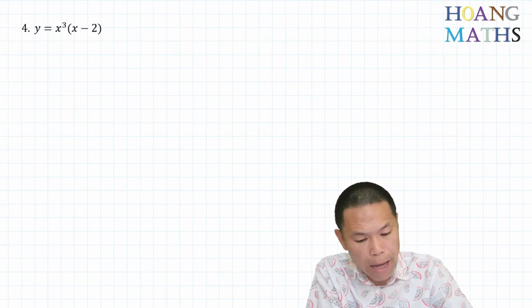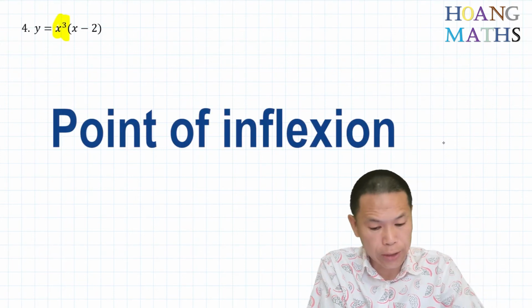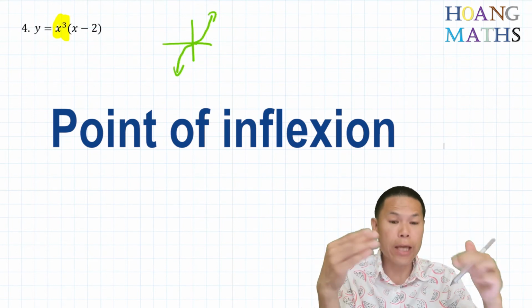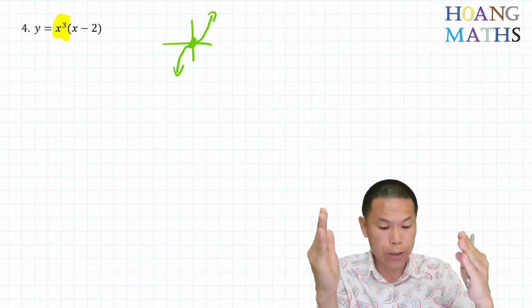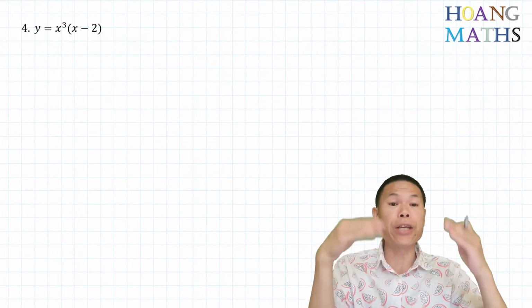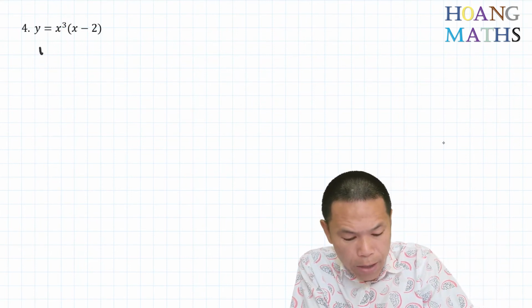Please take note on this. This is x to the power of 3. So it is a point of inflection. X to the power 3 means like this. Okay. So this point here is called the point of inflection. To do this, the first step is to find the x- and the y-intercepts first. So the y-intercept, I write it down.